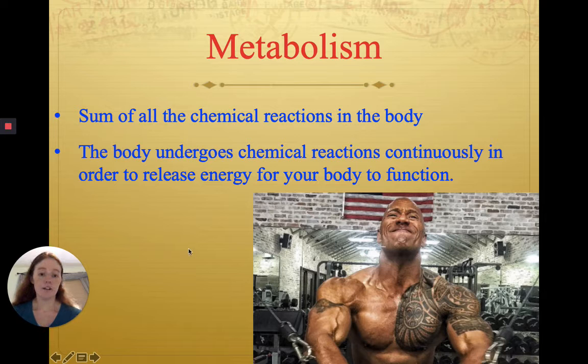For example, the rock here, he has a lot of reactions going on in his body right now because he's working out. I used to think he was really big in that picture, and then something happened and now he's like the size of a bus. I don't know what he did, but chemical reactions are happening all of the time within yourself.